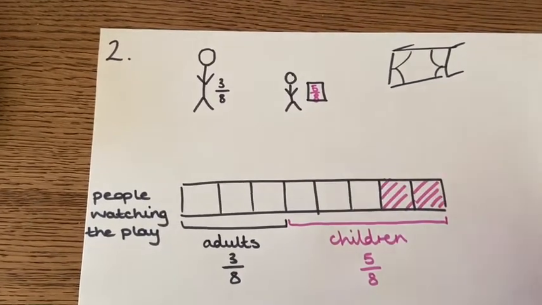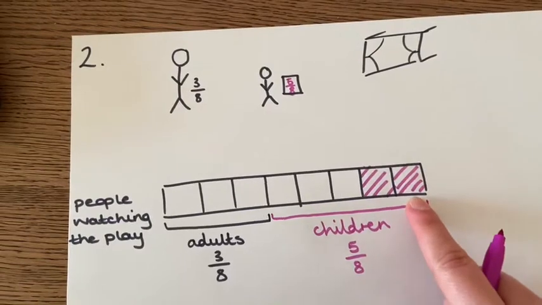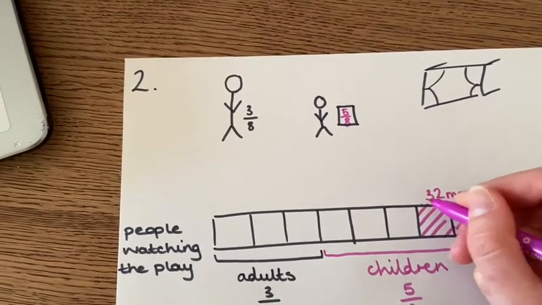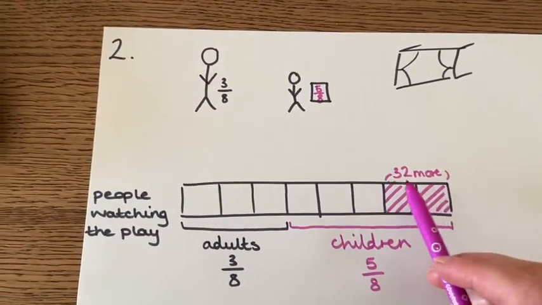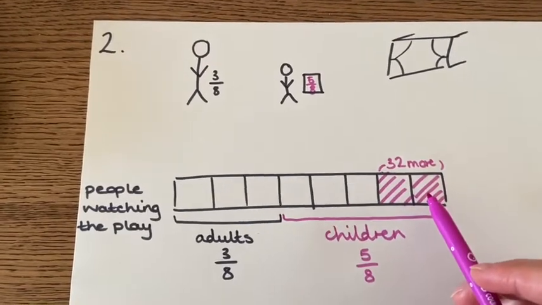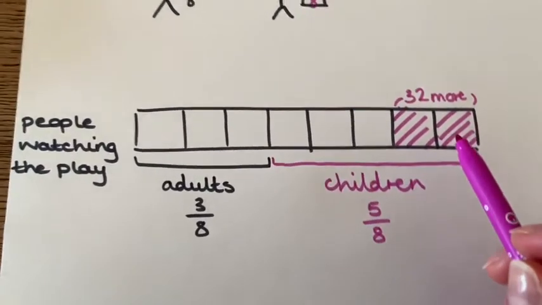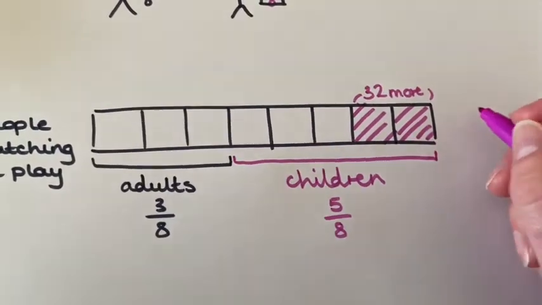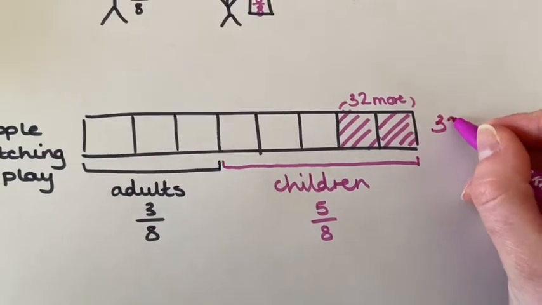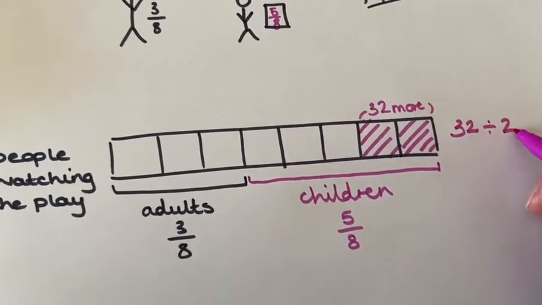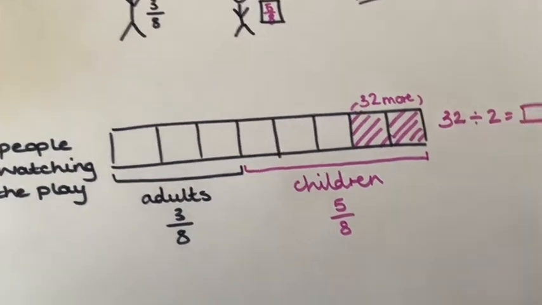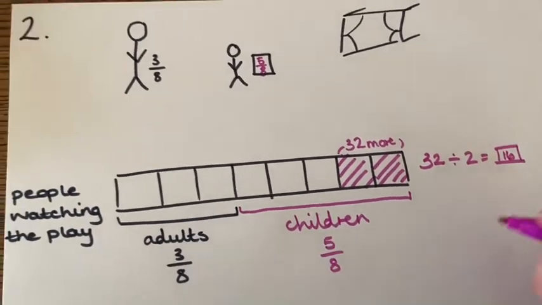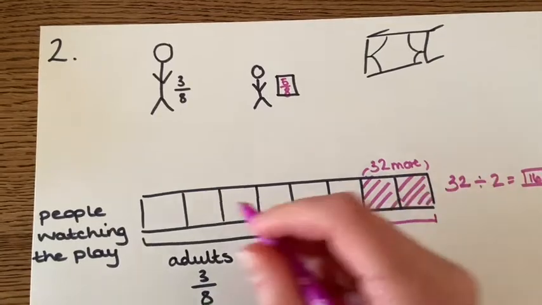Now the question told me that there were more children watching the play, and in fact there were 32 more. So that tells me that actually these 2 parts are worth 32. So again, using the method that I've used so many times over this week, how am I going to find out what one of these 2 parts is? Hopefully you're shouting to me, 32 divided by 2 equals something. And hopefully you can see that the answer is 16. Okay, to that calculation. So it means that each of these parts is worth 16.